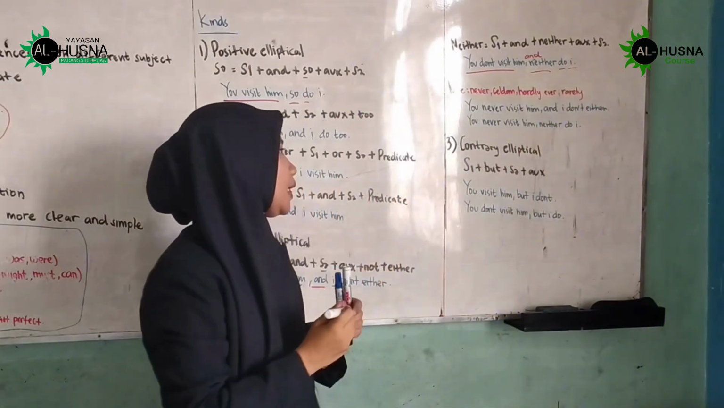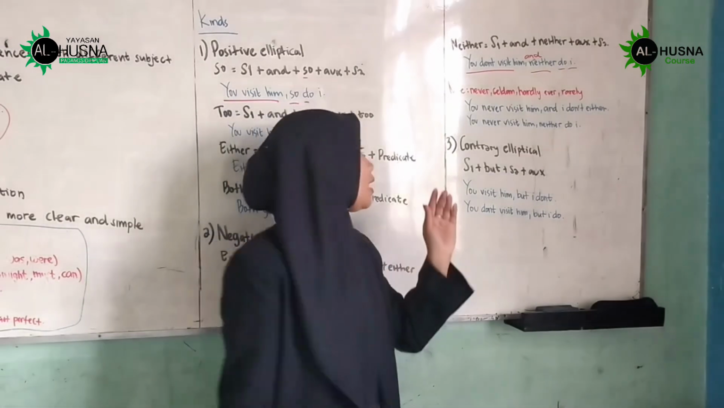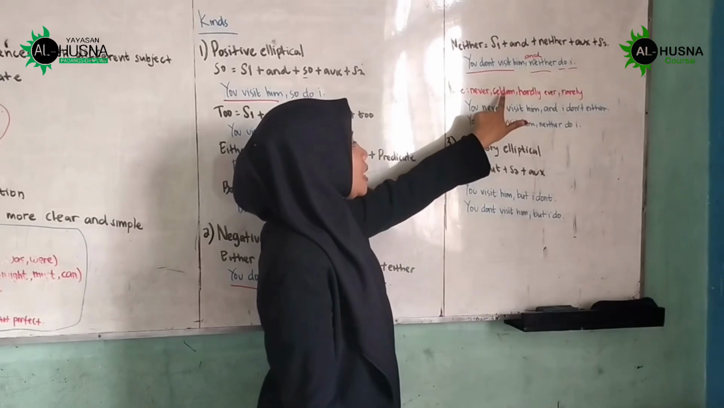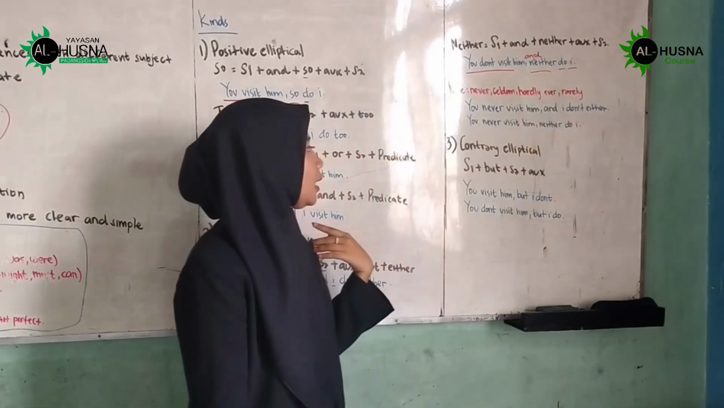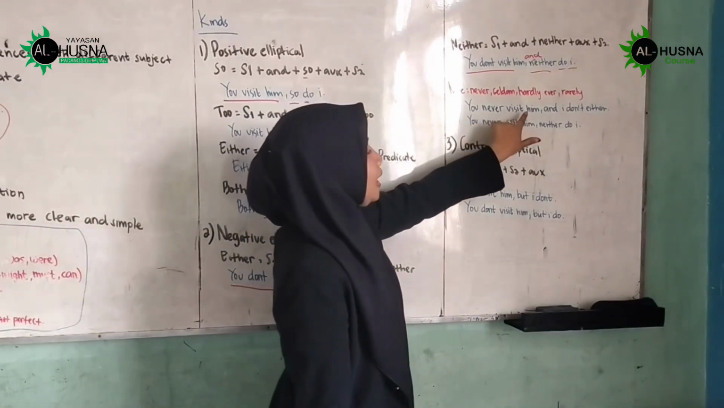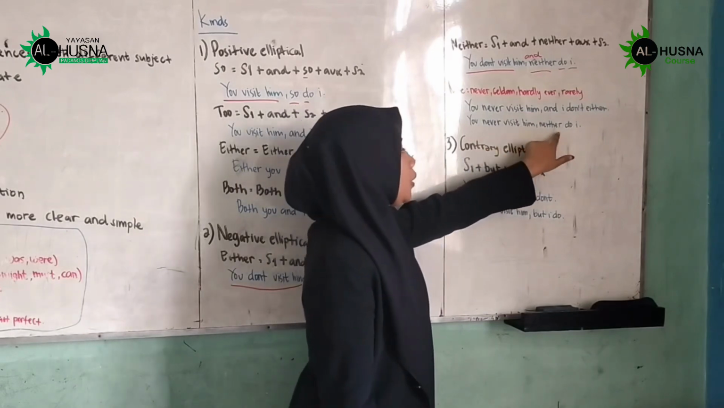In negative elliptical, we have to know something. If in the sentence there are words with negative meaning such as never, seldom, hardly ever, and rarely, we consider the sentence a negative elliptical. For example, you never visit him and I don't either. You never visit him, neither do I.